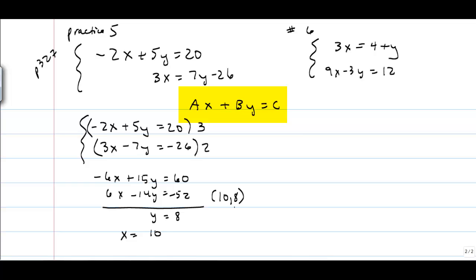For question number 6, again, we're going to rewrite the first equation in the standard form, ax plus by equals c. Leave the second equation alone.